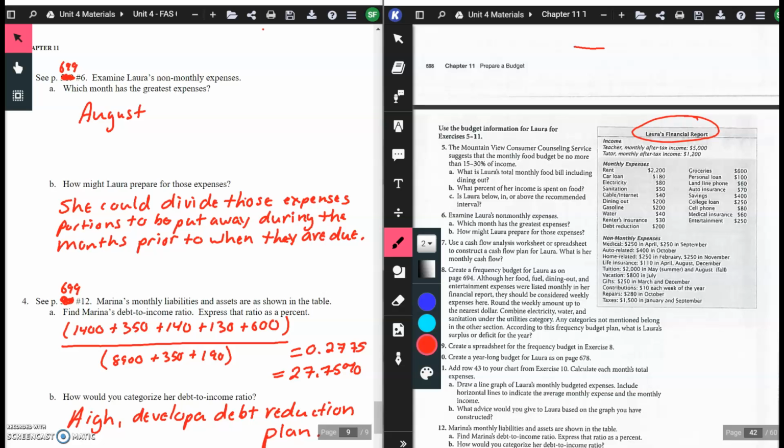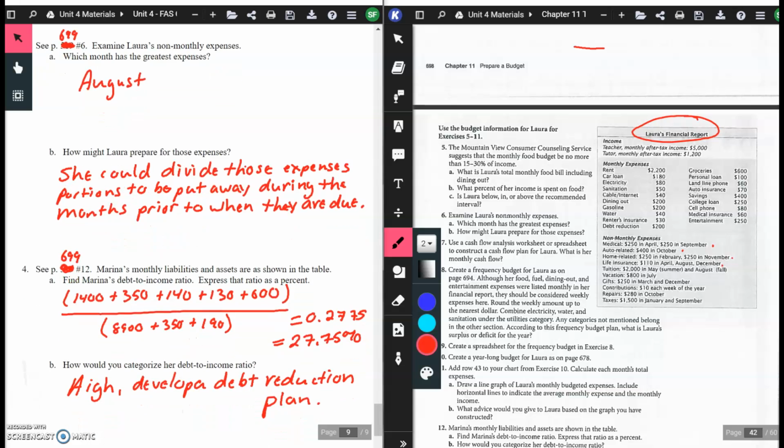And then if you look down here, the non-monthly expenses, it tells you each month here. So you've got September, October, November, December, and so forth. By looking through all this, I can see that the greatest expenses would probably come in the August month. How might Laura prepare for those expenses? Well, she can put money in savings and then take out that money from savings each month prior to when those are due. So she can save prior and then have the money to pay for it when it's due.